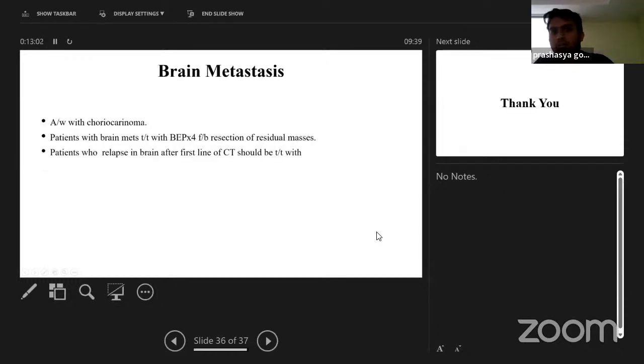For patients with brain metastasis, most commonly it is associated with choriocarcinoma. The patients with metastasis to the brain should be treated with 4 cycles of BEP, followed by resection of the residual masses. Patients who relapse in the brain should be treated with first line chemotherapy and then followed by resection.